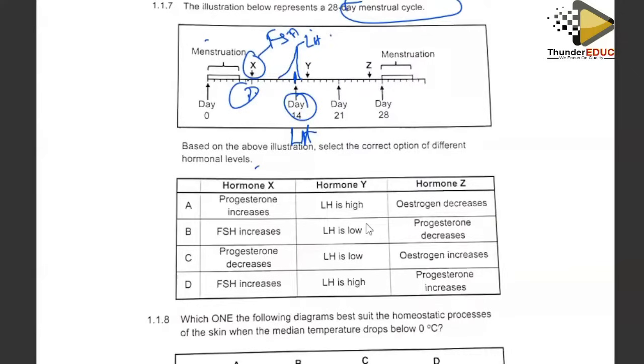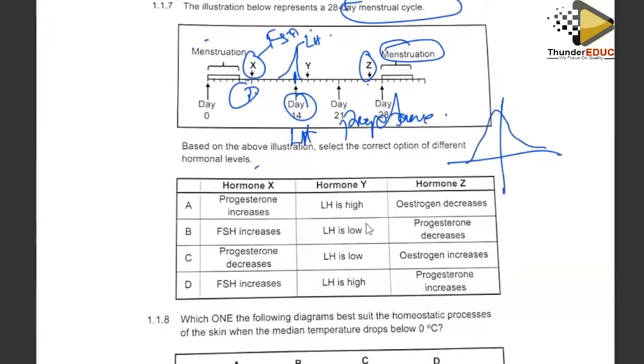Then we have hormone Z. The hormone which comes after day 14 is progesterone. Why are they putting it here? If you are pregnant, progesterone stays high, but now we are saying menstruation, it means that this person was not pregnant. So after day 14, luteinizing hormone was like that, and progesterone was very low, then it increased. But because the person was not pregnant, it decreased again. You understand?